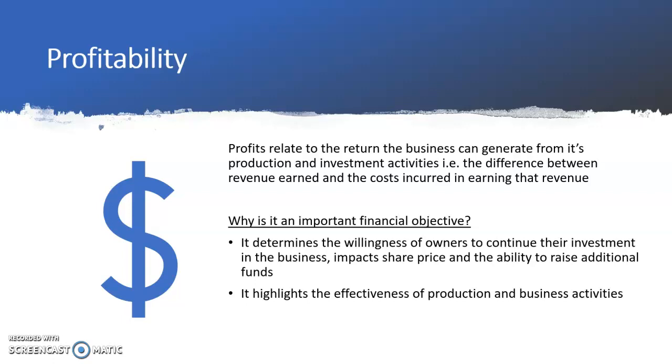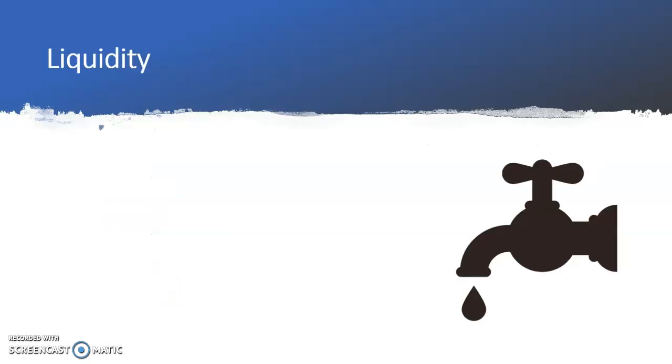The second reason it's important is it's going to look at the effectiveness of production and business activities. So are we making the right products? Are we marketing them in the right way? Finally, a business that is generating sufficient profits is going to have good levels of cash inflows. If we have good levels of cash inflows, then we are able to pay our debts when they fall due, and we're going to be able to remain solvent over the longer term.